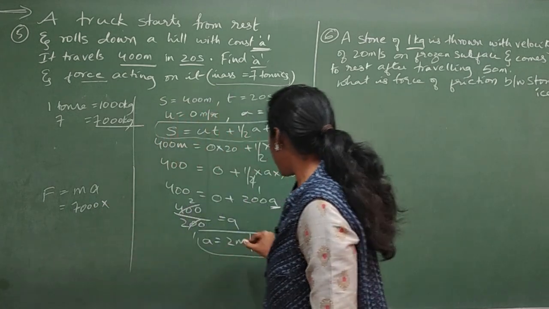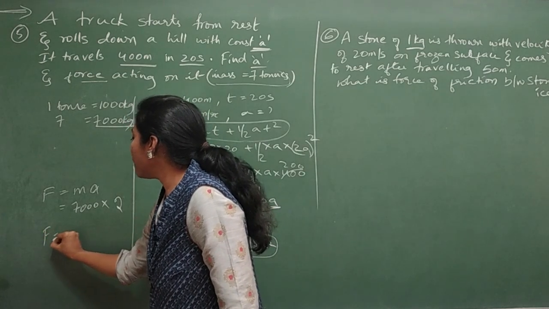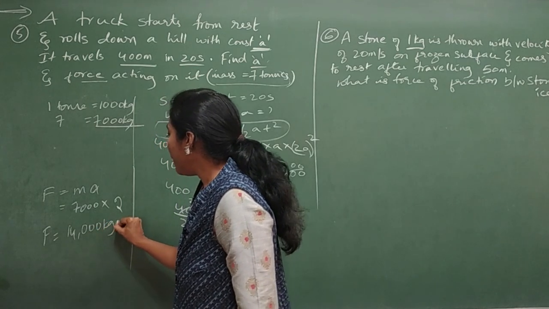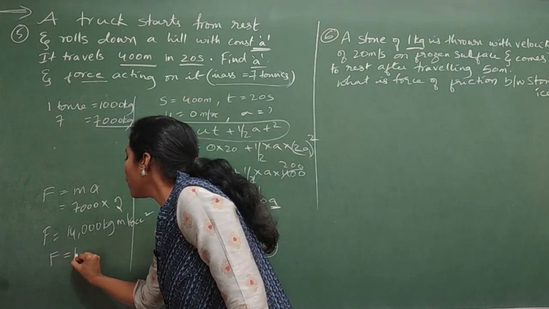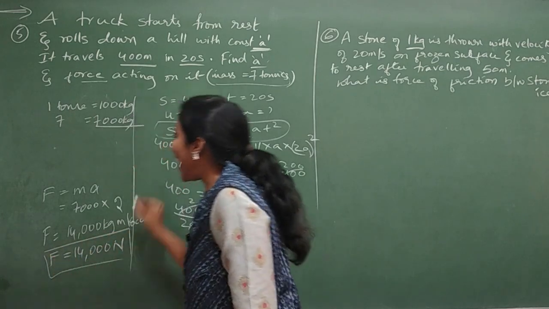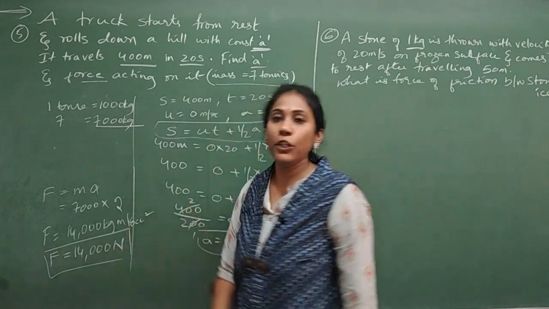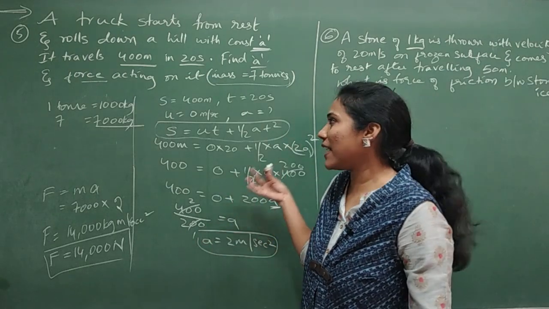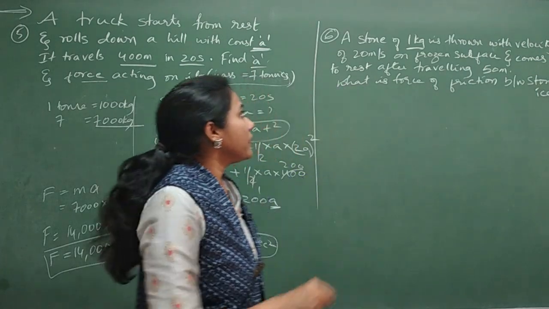So mass is 7000 into acceleration. Just now we calculated how much? 2, isn't it? So force is equal to 14,000 kg meter per second square, which you can also call newtons, right? So the force that acted upon the truck to roll down the hill is 14,000 newtons. Clear? So this is how you have to calculate the problem. This is actually a much simpler problem. Fine, and let's go for the next problem.